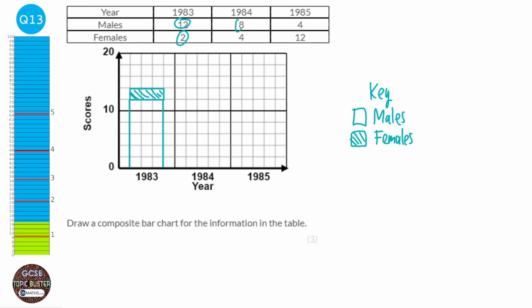Okay, next we're going to do the 8 and the 4. So what you can do is just do the whole thing, then split it afterwards. So it would be like that. Shade in the females. And then finally we've got a 4 and a 12.